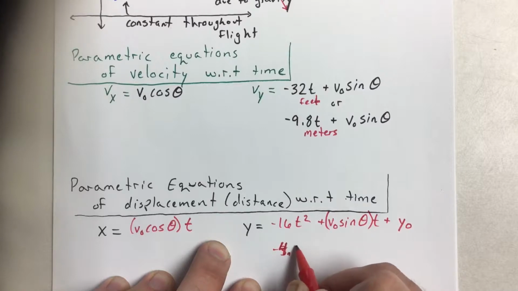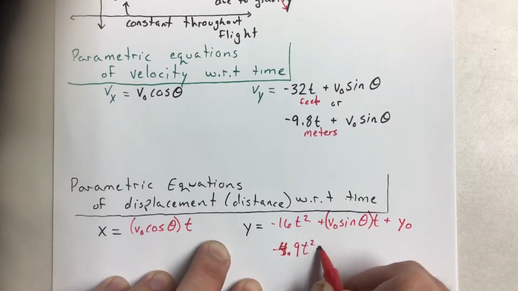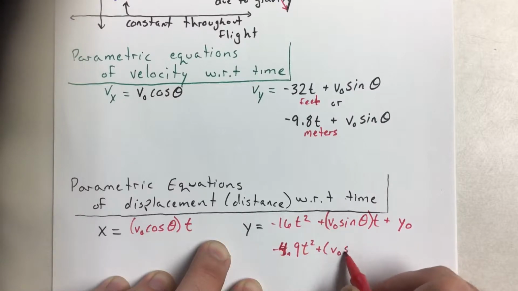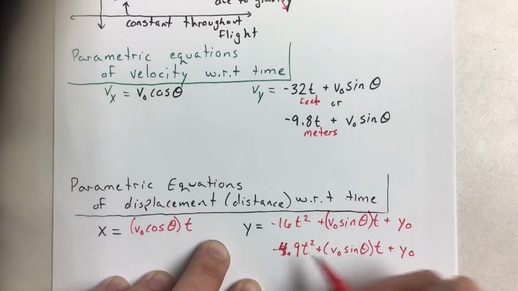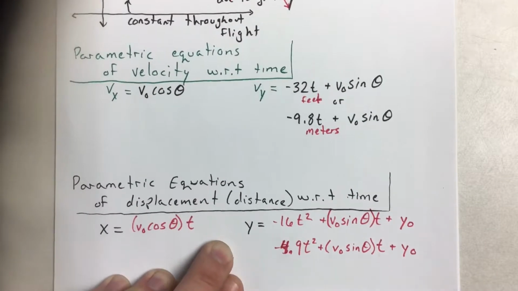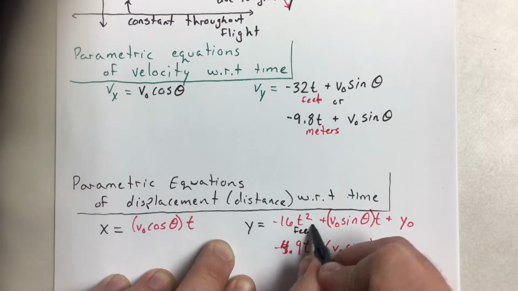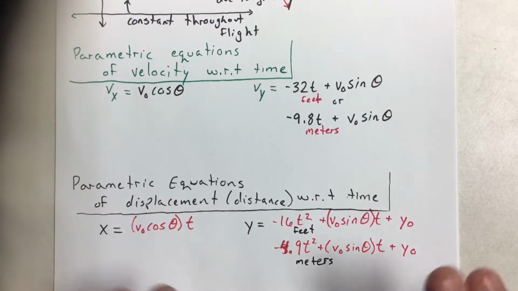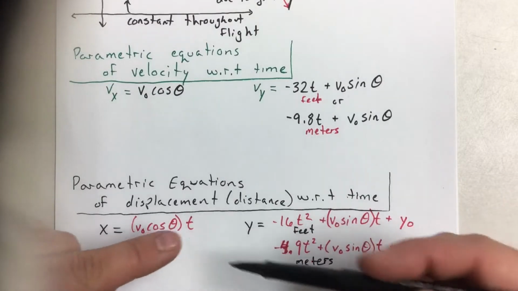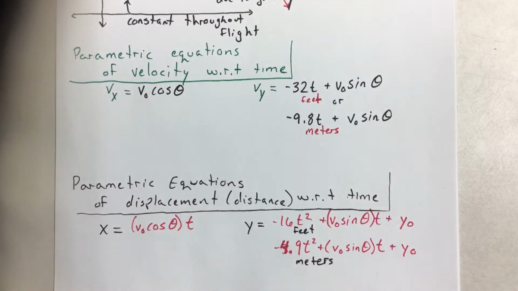There you go. Negative 4.9 t squared plus, and the rest is the same. Okay, so I'm going to write this down. One is for when measured in feet. The other is for when measured in meters. These two equations will help us examine the displacement, whether vertically or horizontally.